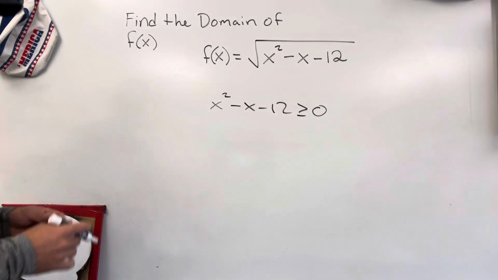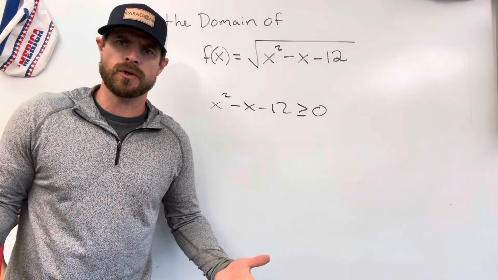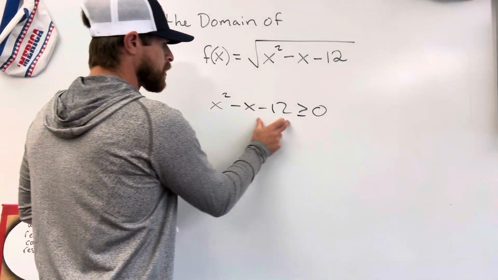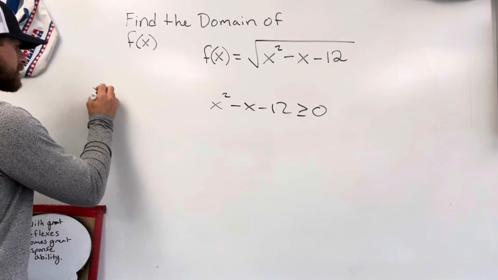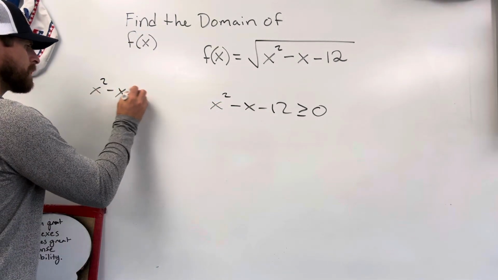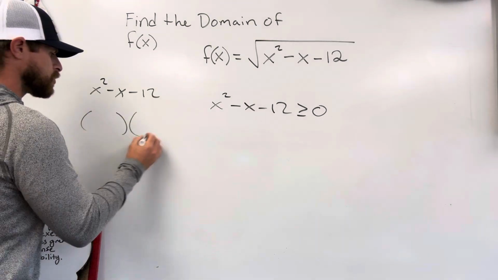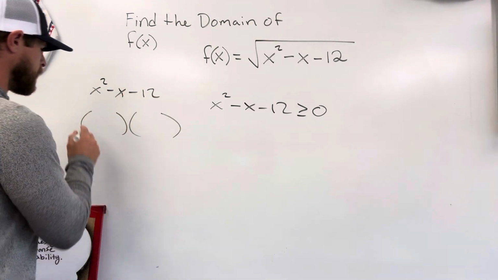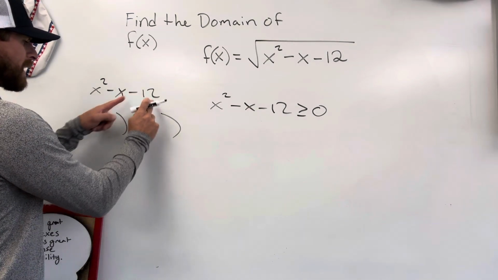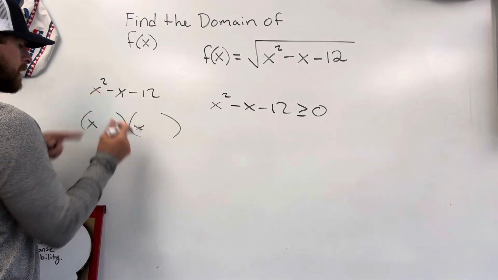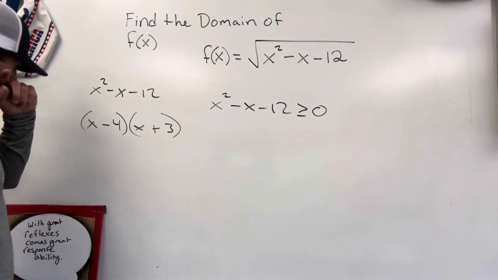Okay, so what we're going to do is first factor and find our roots, just like we would any other quadratic. I'm looking at x squared minus x minus 12. We can split that up into two binomials, factoring this apart, x and x. Two numbers that multiply together to make negative 12 but add together to make negative 1. That'd be a negative 4 and a positive 3. So we're going to use these two numbers.